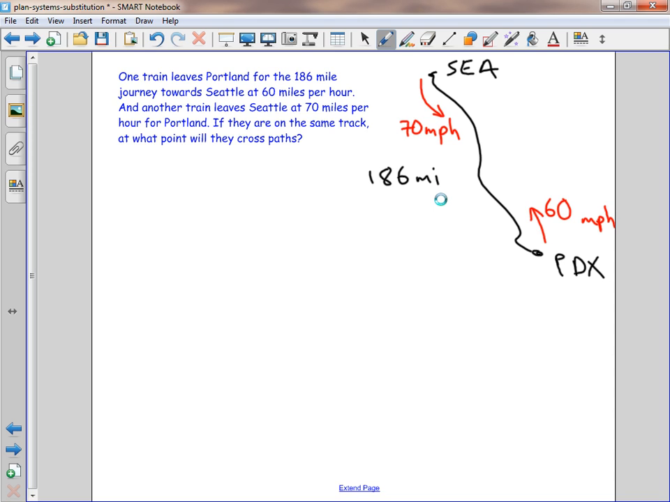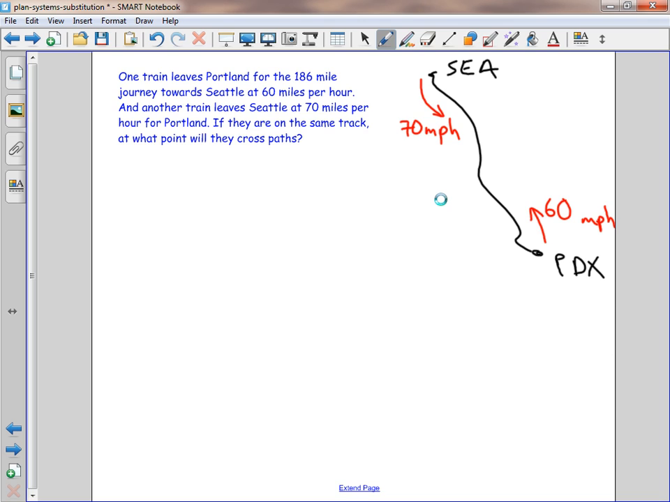At the second hour, the train from Seattle would be 140 miles down the track, and the train from Portland would be 120 miles down the track, which means both of the trains would have crossed because 140 plus 120 is more than 186. To solve this problem, we'll define two variables.